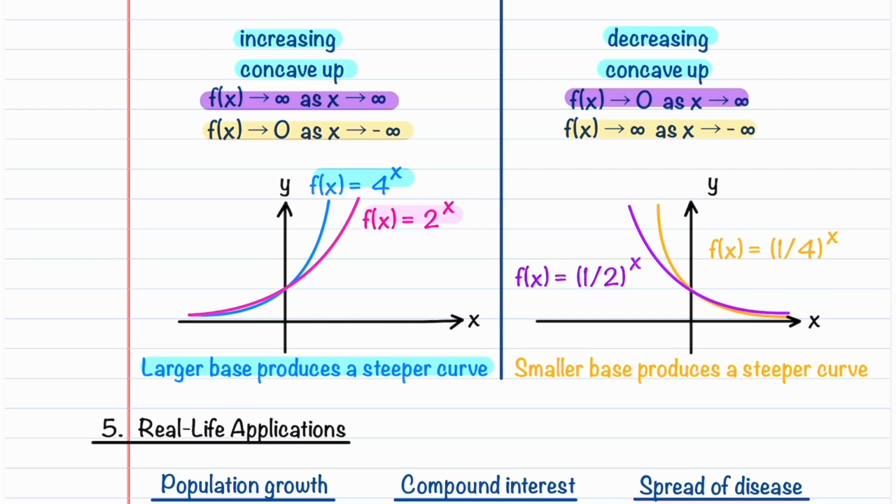Let's now look at some decaying exponential functions. We have two functions, f of x is equal to 1/2 raised to the x, and then f of x is equal to 1/4 raised to the x. Here the opposite happens. A smaller base produces a steeper curve.